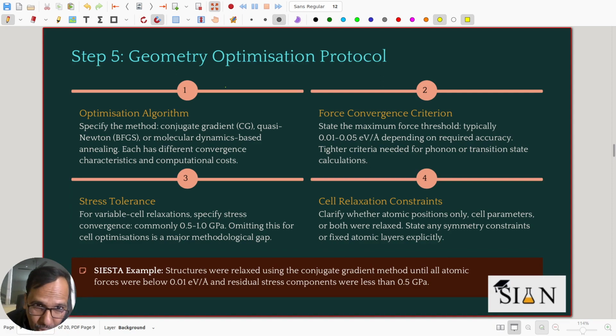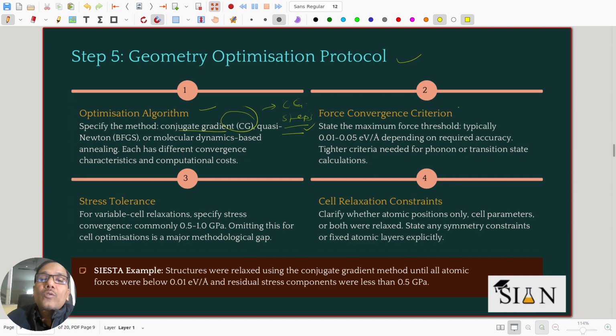Now step number 5, geometry optimization protocol. For the optimization algorithm, in SIESTA we generally use the conjugate gradient method with a sufficient number of CG steps. Insufficient numbers of CG steps are used to optimize the system. The optimization algorithm, quasi-Newton, that is BFGS, or molecular dynamics based annealing, each has different convergence characteristics and computational cost. So clearly you have to mention the optimization algorithm in your system.